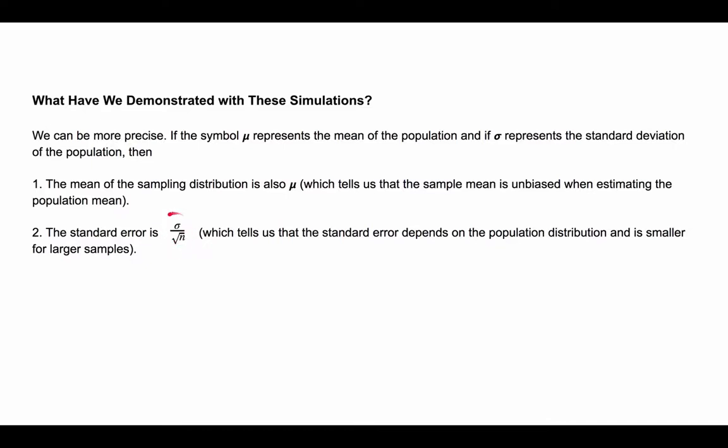Now, some of these formulas are a little bit complicated, so we're going to use this for our standard error. We'll see that in the future. This tells us that the standard error depends on the population distribution, and is smaller for a larger sample size. So if you plug in a bigger n value here, the sample size number, that makes the denominator of this fraction bigger, which will make the entire fraction smaller. So as n gets bigger, the standard error gets smaller if we're using this formula for standard error.